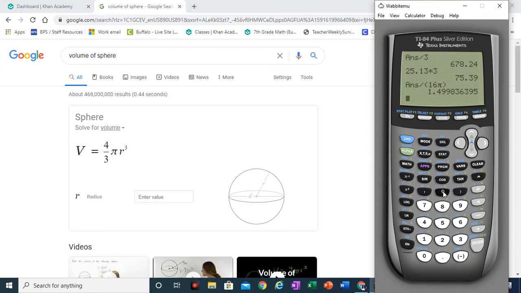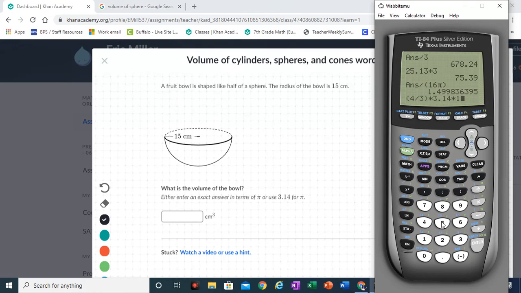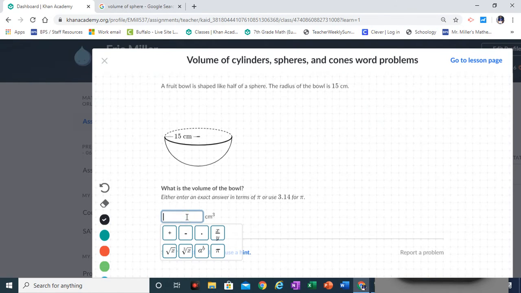So 4/3 times 3.14 for pi, times the radius of our problem to the third power, which is 15. So we're going to do times 15 times 15 times 15 for the third power. That would be the volume of a whole sphere. We don't have a whole sphere, we have half, so we need to divide that by 2. When we do that, we get 7065.